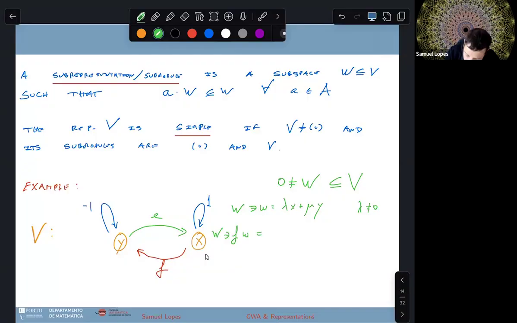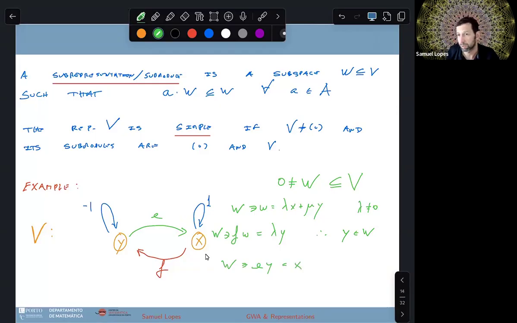Well, F acts on X. What does F do to X? It sends X to Y. Okay, so this will be lambda Y. And what does F do to Y? It kills it. So that's it. Okay, so lambda times Y is in W. Okay, and since lambda is not zero, I conclude that Y is in W. But if Y is in W, then when I act with E, I must also land in W. But when I act by E, E acting on Y is equal to X.